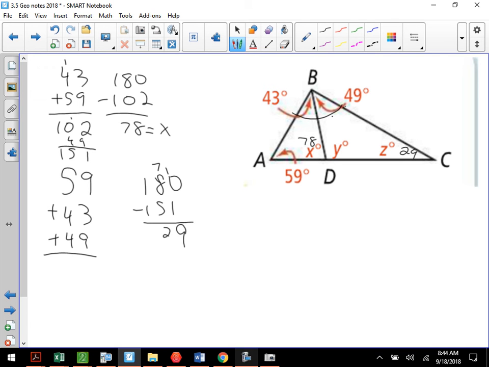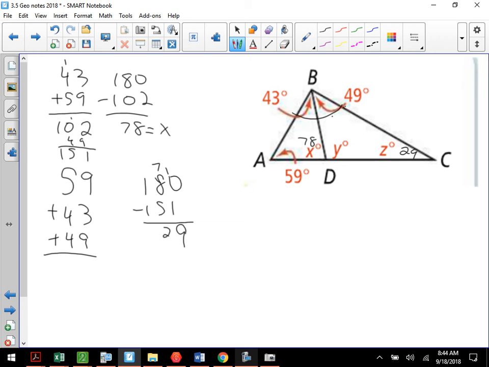Now you can do one of two things to figure out what Y is. What's the relationship between X and Y in the picture? They're not always congruent, but no. What do those two angles form? What do angles X and Y form? Right, so they're supplementary. They're a linear pair, because they have to add up to equal how much? 180. So you already know what Y is because you figured it out from earlier. It's 102, isn't it?